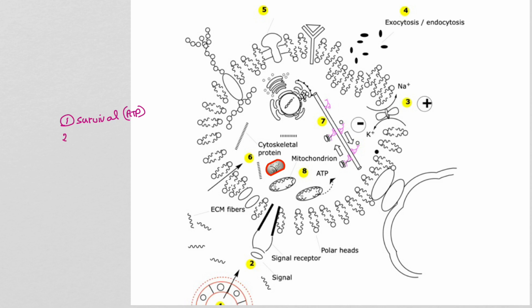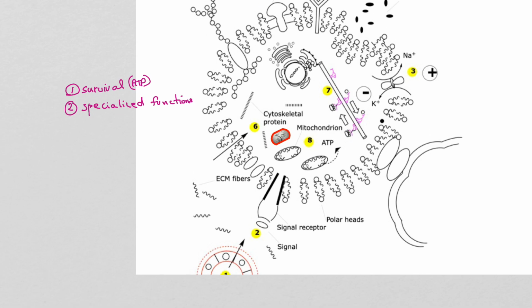Then the second thing that cells do is specialized functions, specialized activities or functions. So for example, the red blood cell's specialized function is to carry oxygen. Similarly, the liver cell has specialized functions.